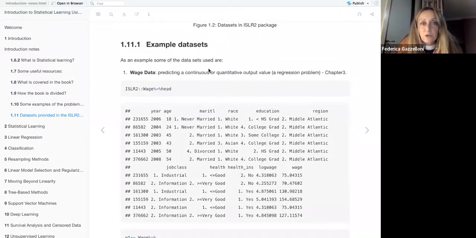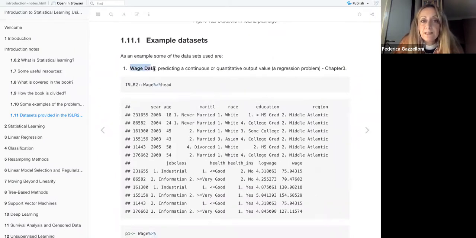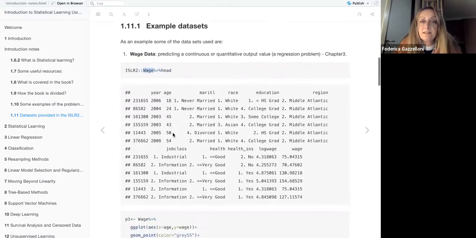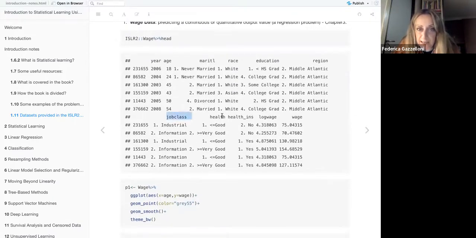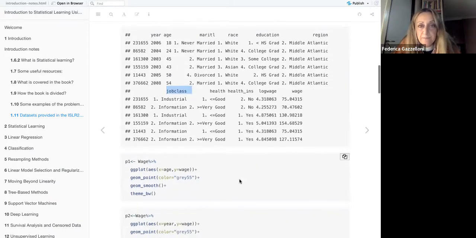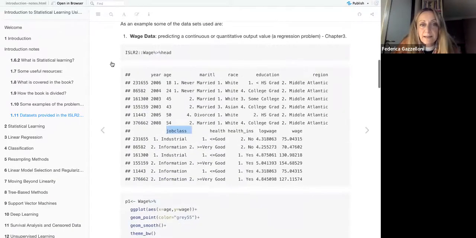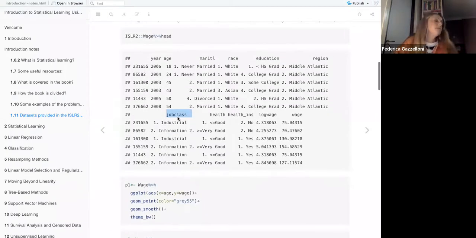As an example, this is the wage data. I have installed and loaded the package and the wage data set, and you see that there is a year, age, marital status, race, education, region, job class, health, and the things that we are going to do is an analysis of, for example, the wages using this data set. And this is real world data from some point in time.